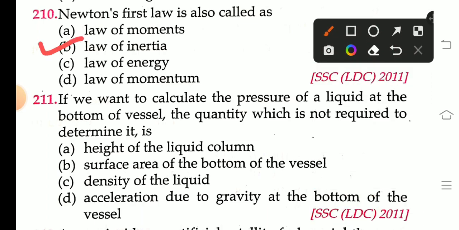Next, if we want to calculate the pressure of a liquid at the bottom of a vessel, the quantity which is not required to determine it is the surface area of the bottom of the vessel. Right answer will be option B.